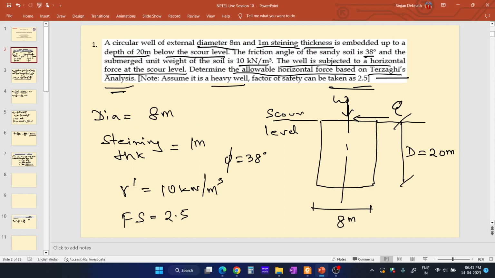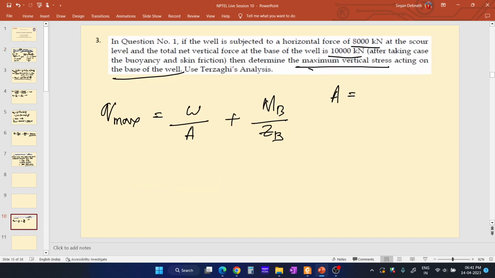In the first question, it is mentioned over here that a circular well of external diameter of 8 meter. Okay, so the diameter of the well is 8 meter. So d0, the outer diameter, you can say it is 8 meter. So what is the cross sectional area of the well? So it is pi by 4 into d0 square. If you calculate this, with d0 as 8 meter, you will get the value of A to be 50.3 meter square.